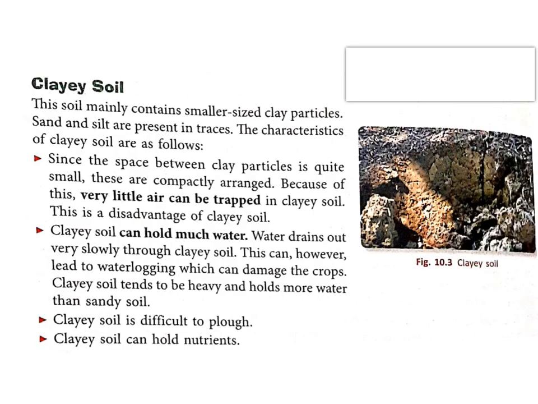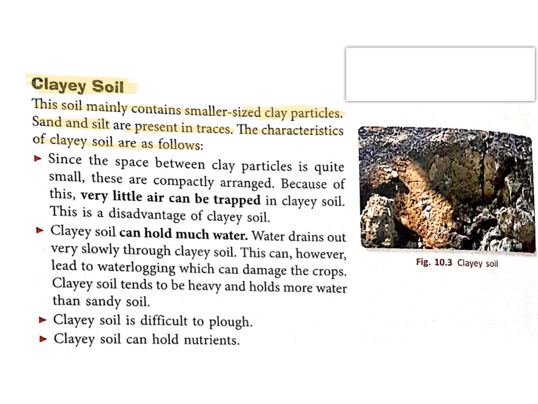The second type of soil is clay soil. This soil mainly contains smaller sized clay particles. As you already know, the name suggests that it consists of mainly clay. Sand and silt are present in traces. So again, the sand and silt in this type of soil will be in limited amounts. The characteristics of clay soil are as follows.